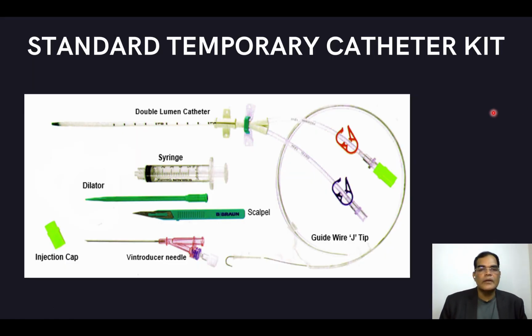So if you look at a standard temporary catheter kit, this is typically a catheter kit which is nowadays easily available, so that you need not procure each and every item separately. A typical kit comes with a catheter of your choice with various lengths, which are available in the market depending on the size of the patient, whether it is pediatric or medium built or heavy built patients. So this is a catheter.